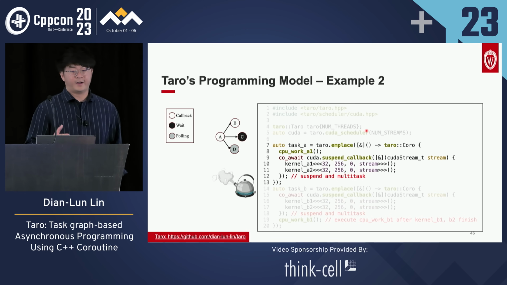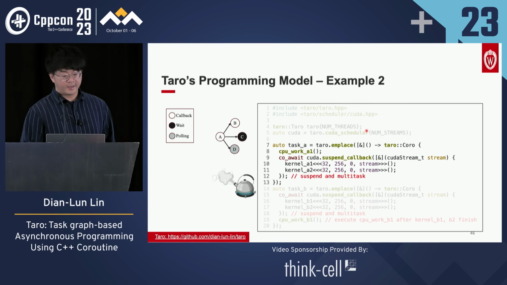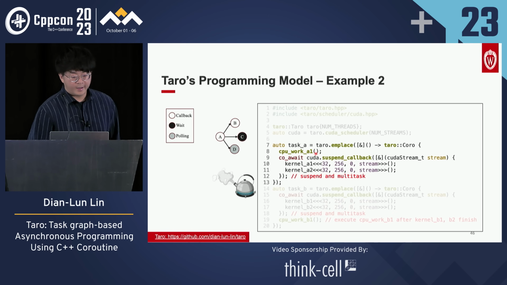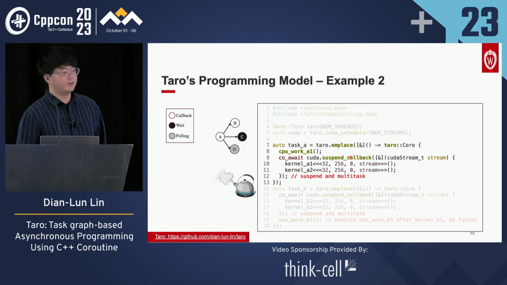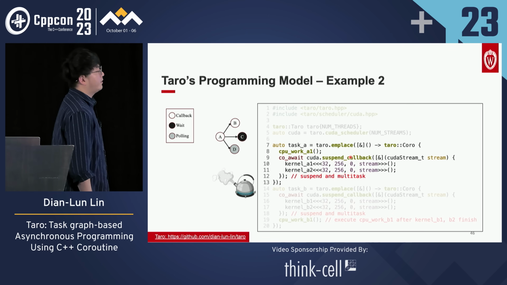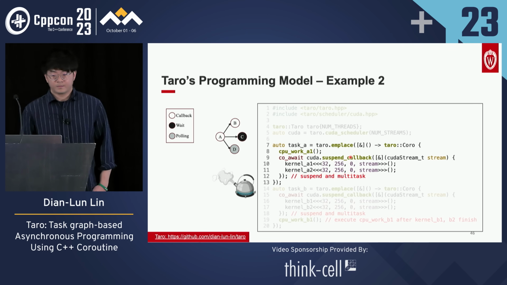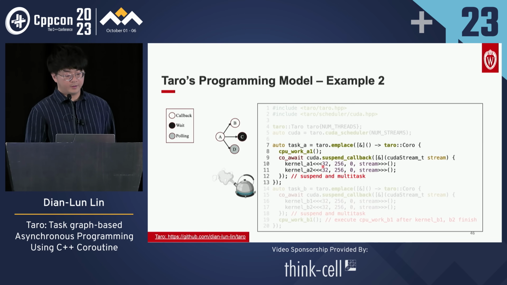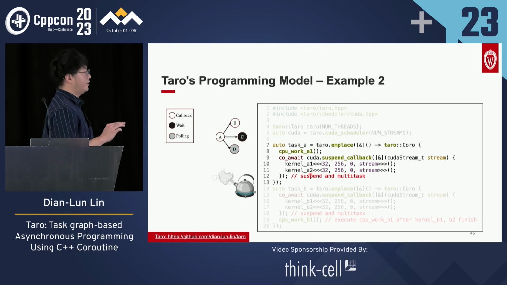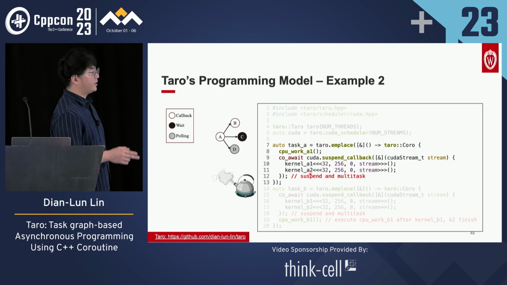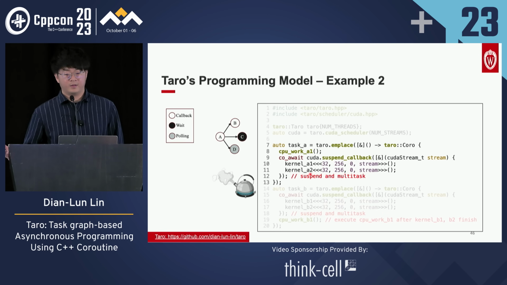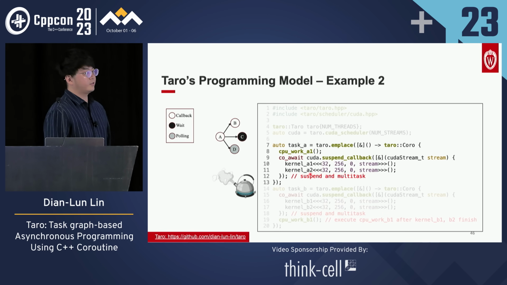And here you define task A. Task A is a callback task, so specify this is a coroutine. Execute CPU work, and then you call suspend callback. Inside the suspend callback, you offload whatever GPU kernels you want. After the CPU thread offloads these GPU kernels, it will suspend this coroutine and try to multitask. If there is no other task available, the CPU thread then goes to sleep to save power.